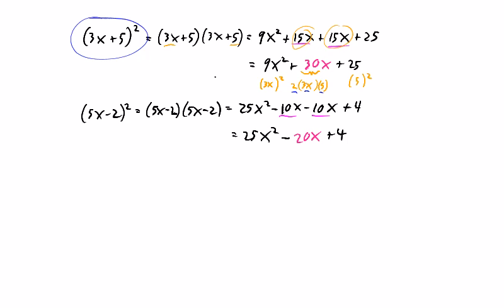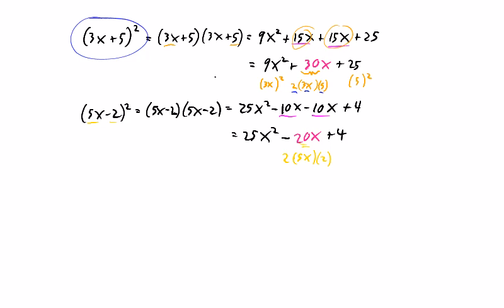Same thing is true here. In the second case, we know that the first term in the binomial was 5x. If we take twice 5x times the second term in the binomial, we'll just worry about its size, which is 2, we would get 20x. So that's an indicator that we have a perfect square.